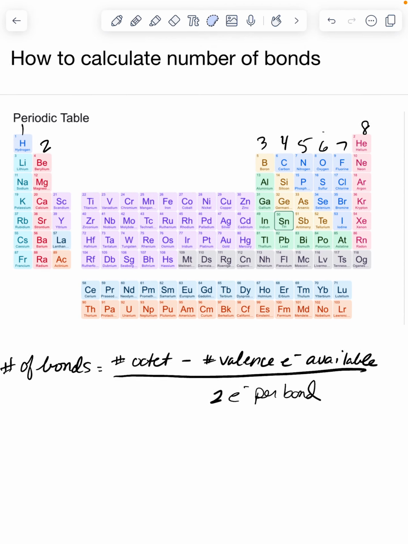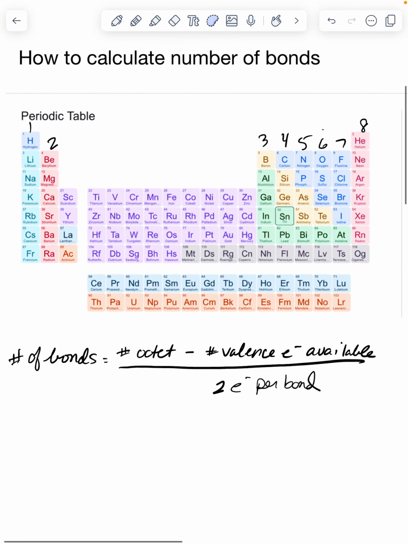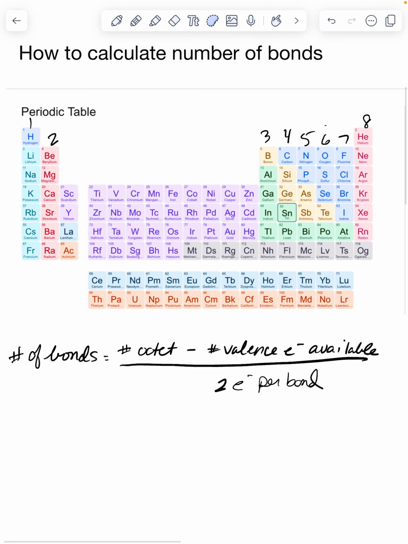Hi guys, I noticed that not many people would finish their homework, so I feel like we need a refresher on how to calculate the number of bonds. I'm going to do a couple problems for you. You can scroll ahead if you want to see something different, or you can rewatch as many times as you need. All right, so the equation is here on the paper.